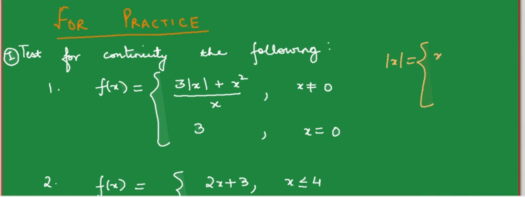So mod x will be the same as x if x is non-negative, and it will be minus x if x is negative. So accordingly, you will be breaking this function into 2 branches. These x not equal to 0 will be broken up into 2 branches. For x equal to 0, the answer has been given separately as 3. So this is one practice problem which you must try.